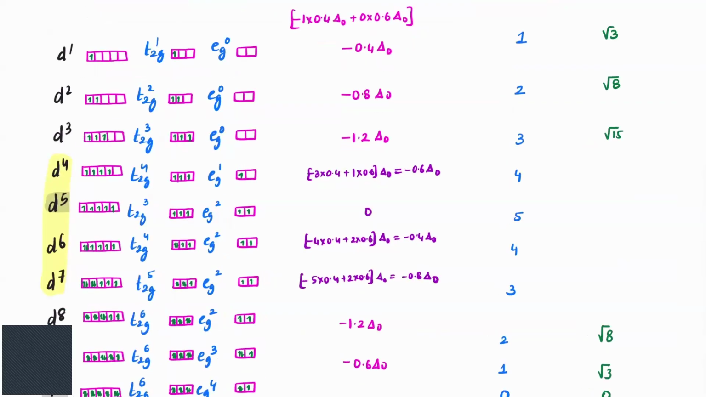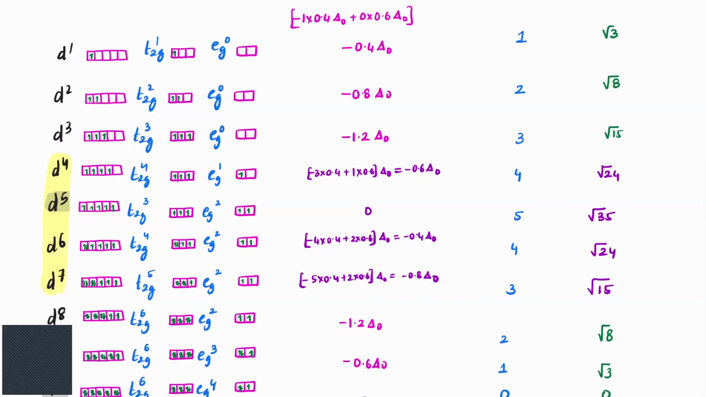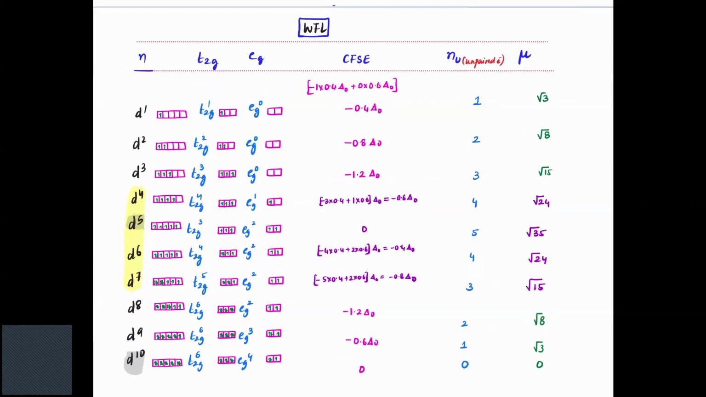You will have something different. Now, since you have 4 unpaired electrons, so root 24 will be the Bohr magneton here. 5 unpaired electrons, so root 35 Bohr magneton. Again, root 24 Bohr magneton. And here we have root 15 Bohr magnetons. Okay. So please check this order, everybody.